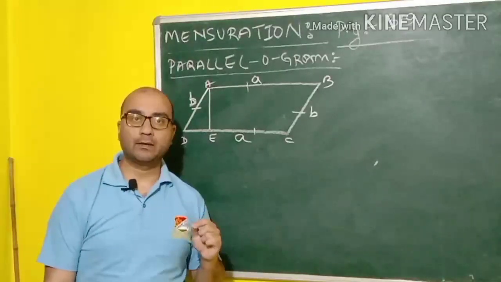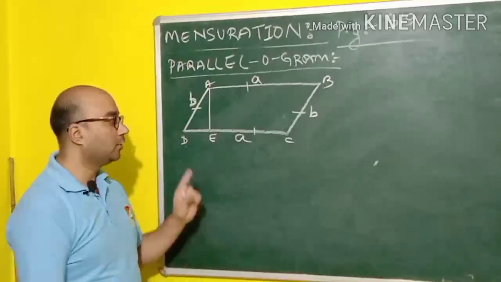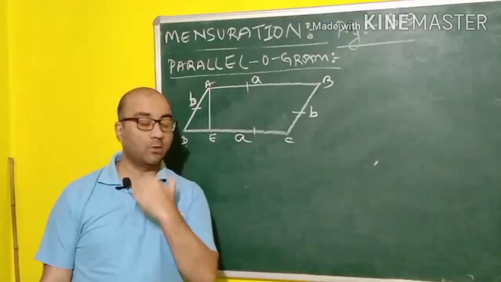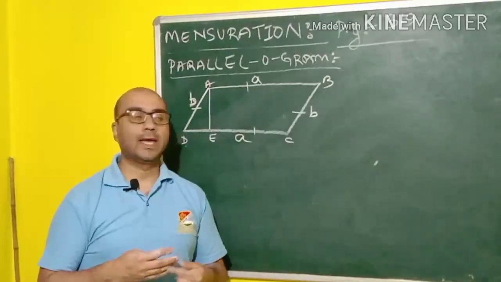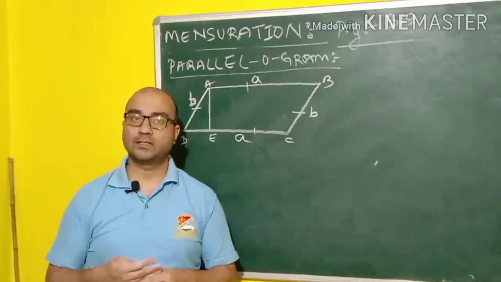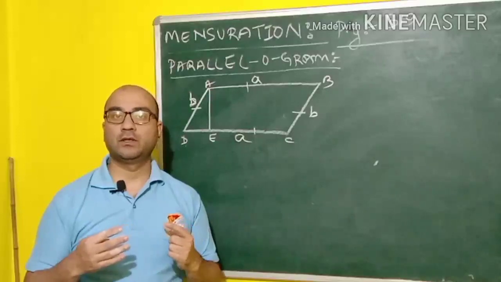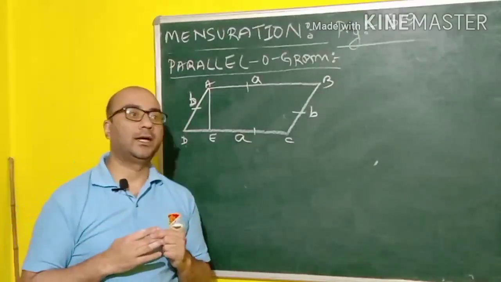Now what is a parallelogram? A parallelogram is also a plane figure consisting of four sides in which the opposite sides are equal to each other. Now guys, you might be wondering that in a rectangle also opposite sides were equal, and in a parallelogram also opposite sides are equal. So how do we identify, if a plane figure is given, which one is a parallelogram and which one is a rectangle? Let me explain to you here.